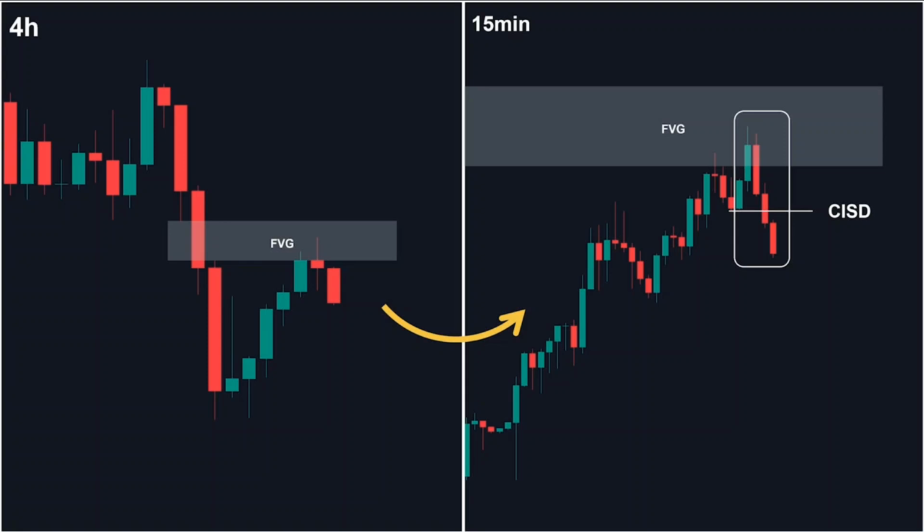Without this higher time frame confluence, the CISD could occur in an area where the market isn't likely to experience a meaningful shift, reducing the trade's probability of success.